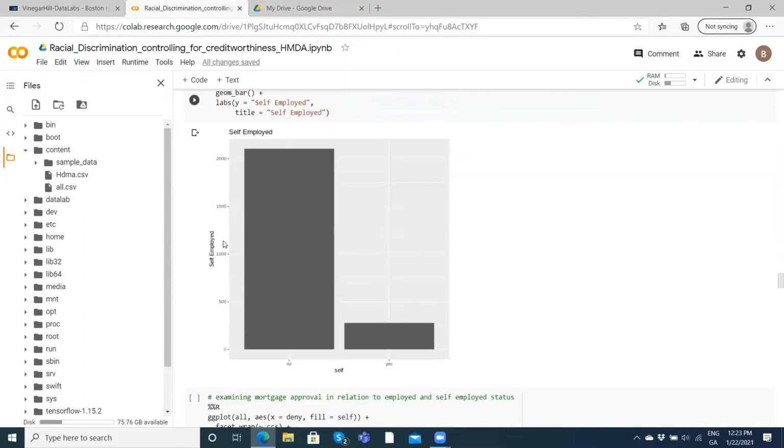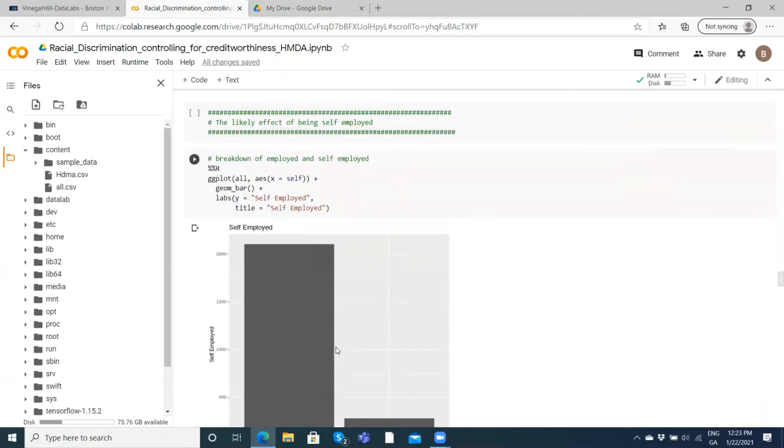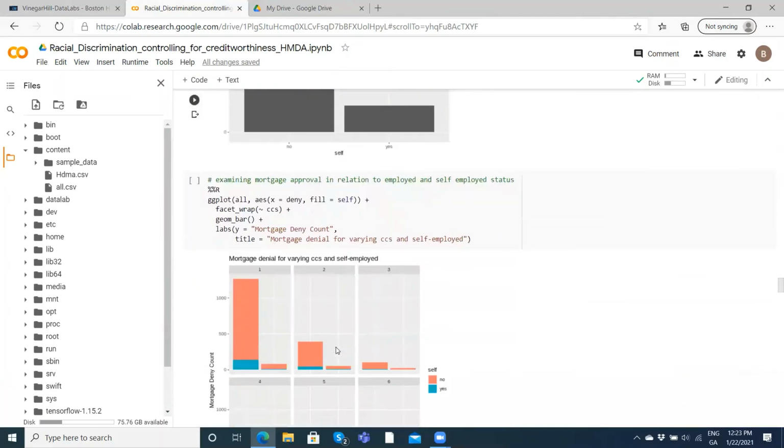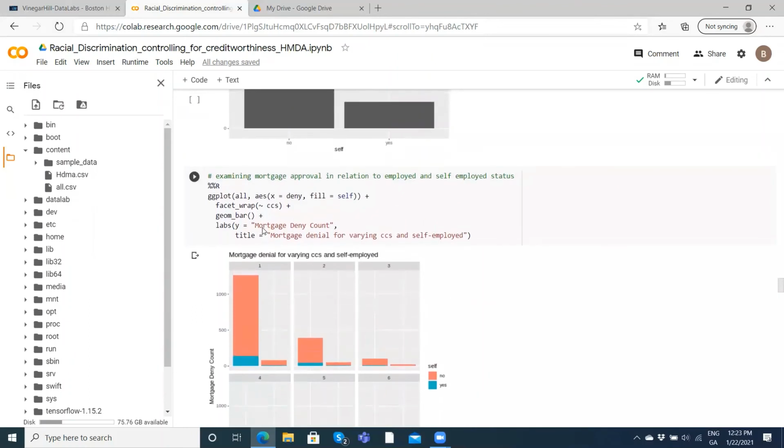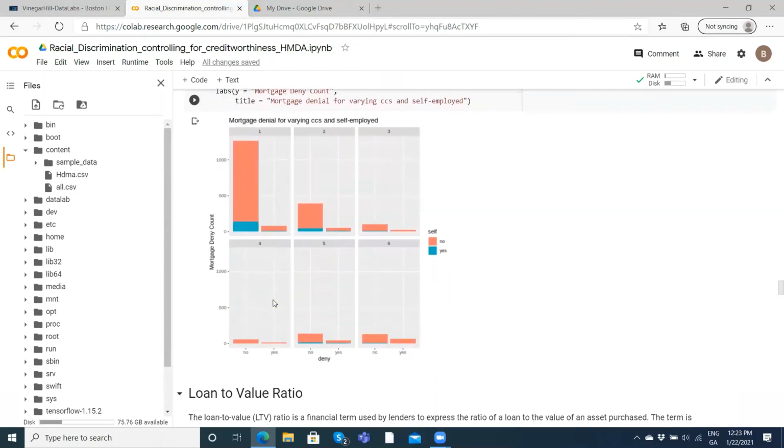When we come down to self-employed, is self-employed a factor that militates against getting a mortgage? Well, first of all, we just look at the proportions and it would seem fairly clear. There's a minority of people who are self-employed. We can then say, okay, can we break that down a little bit further and consider different credit scores. So we use that facet wrap syntax available in ggplot. And then we consider on the horizontal axis, did you get your mortgage or not? Right. So the note here, denied, means you were successful in getting the mortgage.